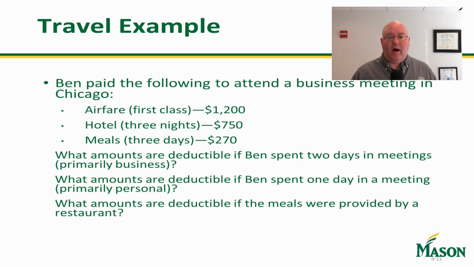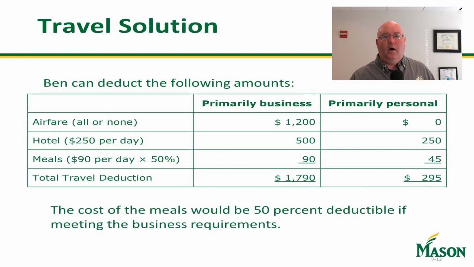So here's an example. I'm not going to get too much into it because we're getting kind of long on the video anyways. But basically, if you spend 1 day in the business meeting, what amount is deductible if the meals are provided by the restaurant? Provided by the restaurant actually was an issue in 2021. I think that's just wording that they forgot to take off. So don't bend yourself into a pretzel over the restaurant issue.